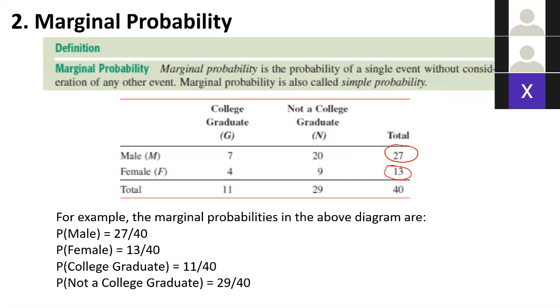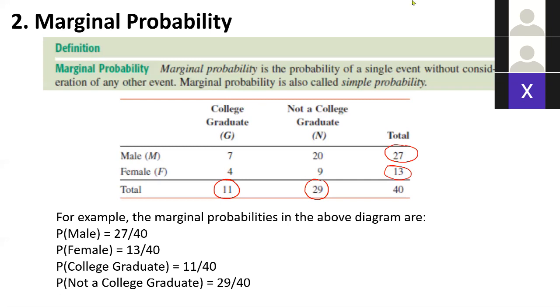Also, the probability that a randomly chosen employee is a college graduate is 11 over 40, because we have a total of 11 college graduates. The probability of not a college graduate is 29 over the total number of employees, which is 40. These four probabilities are called marginal probabilities because when we calculate them, we do not consider any other event. These are just simple probabilities. Do you understand? Any questions?